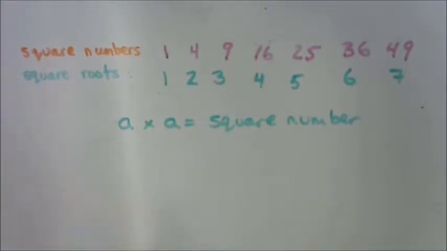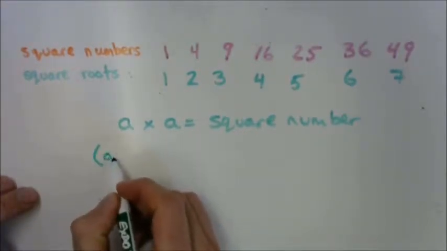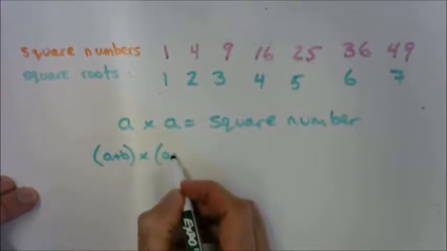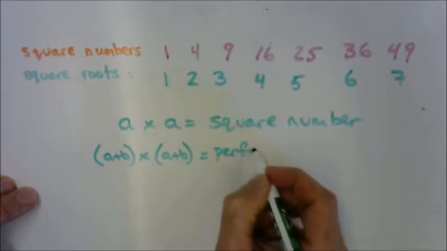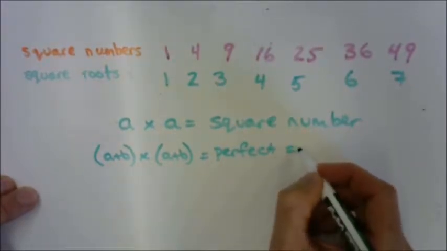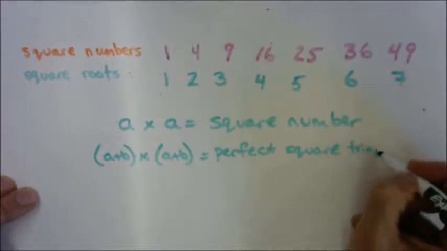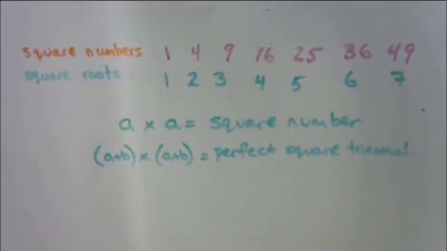Okay, so that's what you need to know. We can also deal with this in binomials. So for instance, if you had a binomial, a plus b, and you multiplied it by itself, it becomes a perfect square trinomial. More about that later. Everybody look at this picture of the square that I've given to you there.